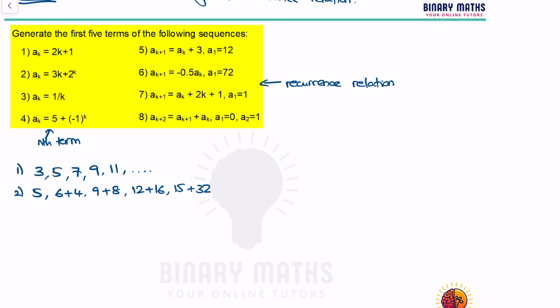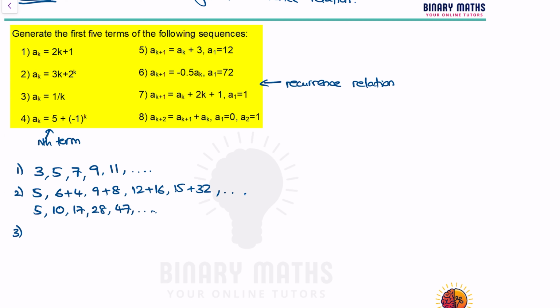So when I work it out, I get 5 for the first term, 6 plus 4 is 10, 9 plus 8 is 17, 12 plus 16 is 28, 15 plus 32 is 47. So that would be my sequence.